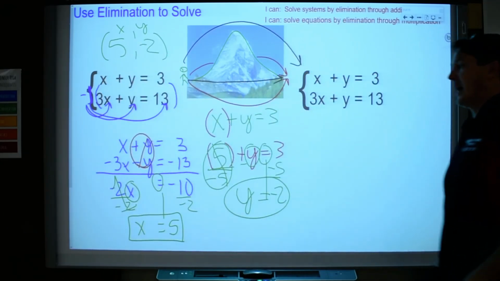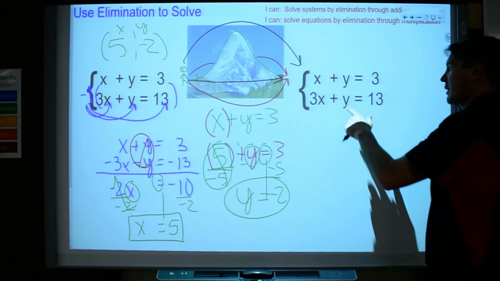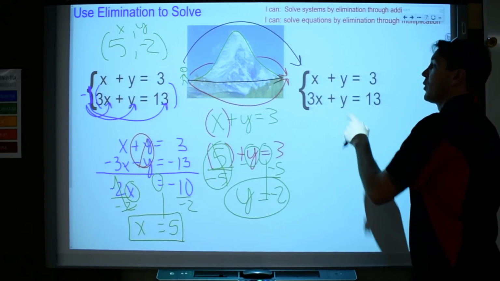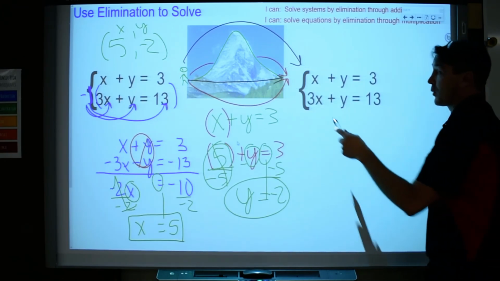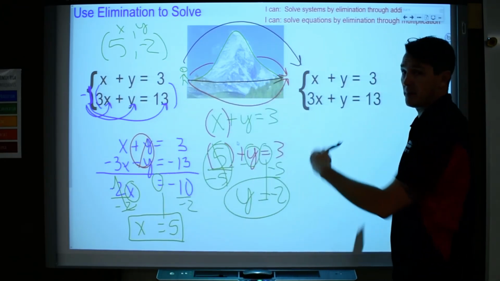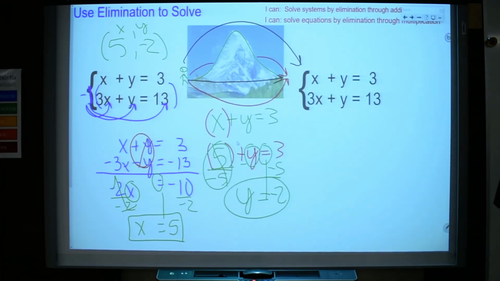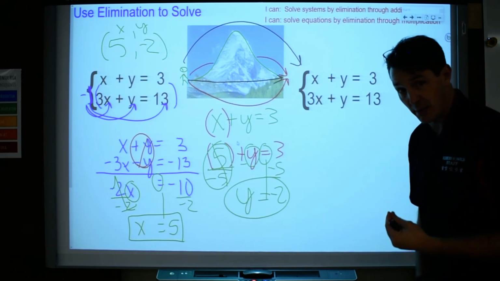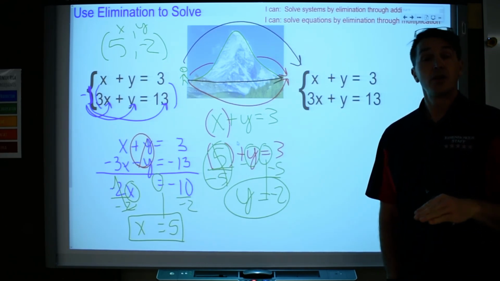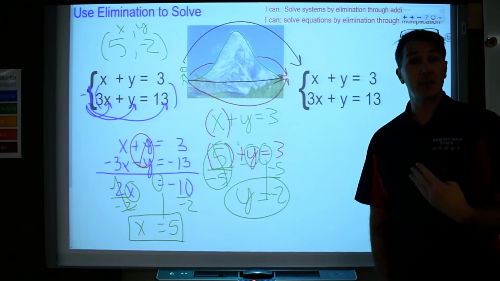And so you're like, okay, I kind of get that, Mr. Craig. Why'd you write this one then? Well, I wanted to show you that on this one we multiplied the bottom by negative 1. But I wanted to show you that it doesn't matter which one you divide by negative 1. As long as you eliminate something, that's all that matters. So if you choose to do the top, that's okay too.